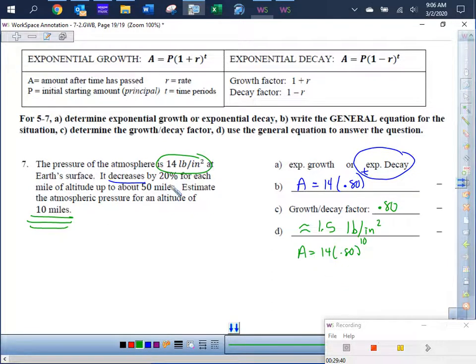Then why is the 50 miles in there? Because this formula only holds true if you go up to 50 miles high. Once you get past that, the formula just doesn't work anymore. So that's why when you hear zero gravity, people are floating and all that stuff, because there's no atmosphere pushing them down.